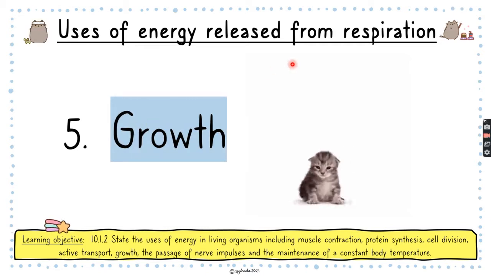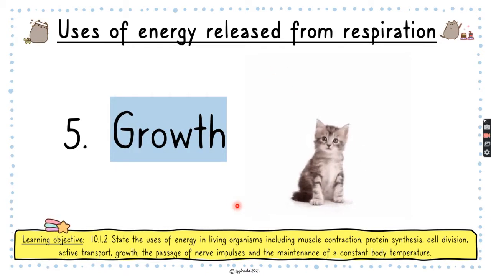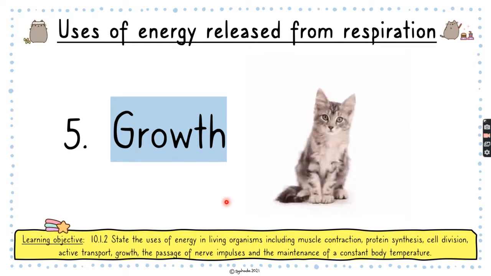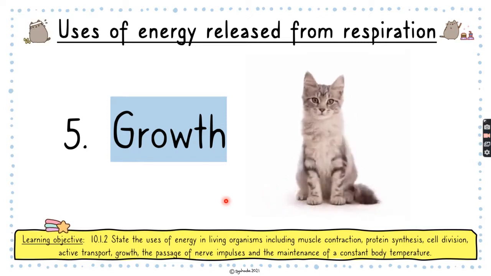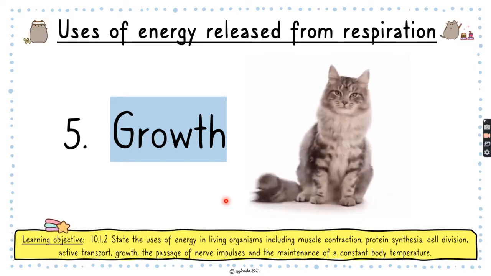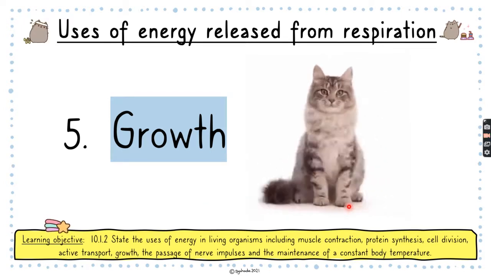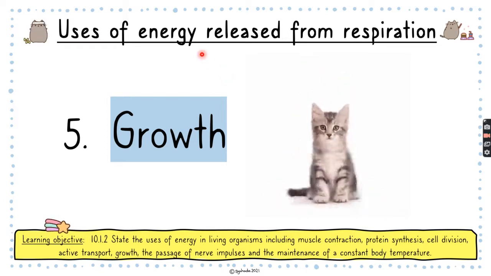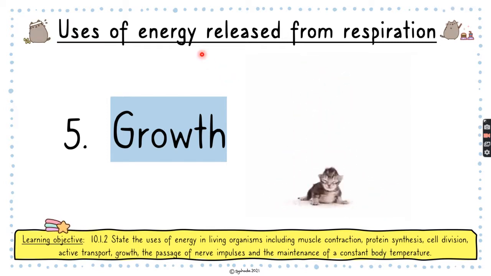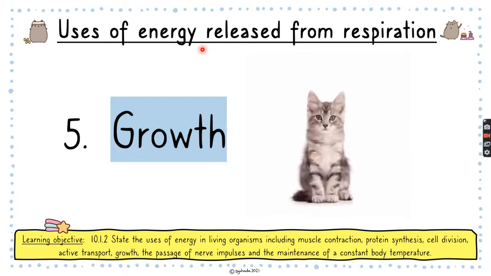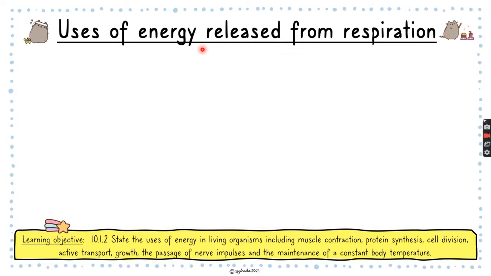Another use of energy released from respiration is growth. And that is why when you are much younger, you do need a lot of energy and food, much more high calories, I guess, in a way, so that you guys can grow into a beautiful cat. Okay, no, you don't grow into a beautiful cat, but you do grow into a beautiful human being that you are now. That's why, you guys, don't forget to have your meals 3 times a day. And take care of yourself so that you guys can grow beautifully as you are now.